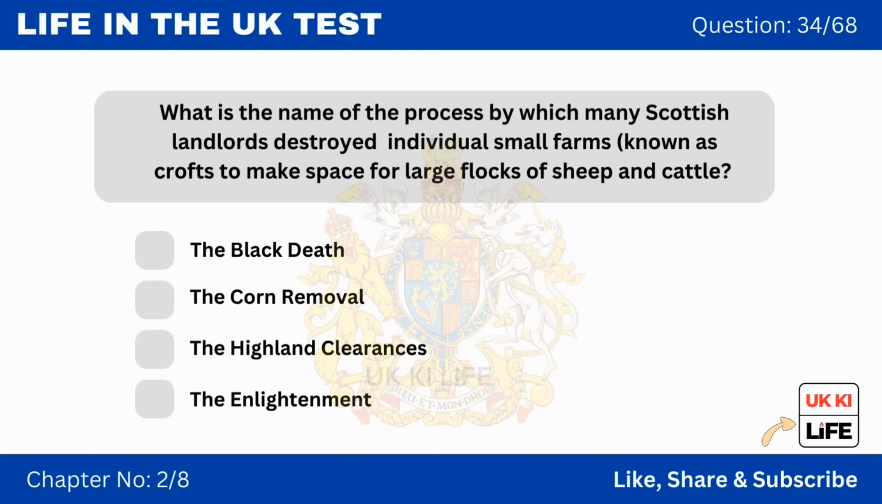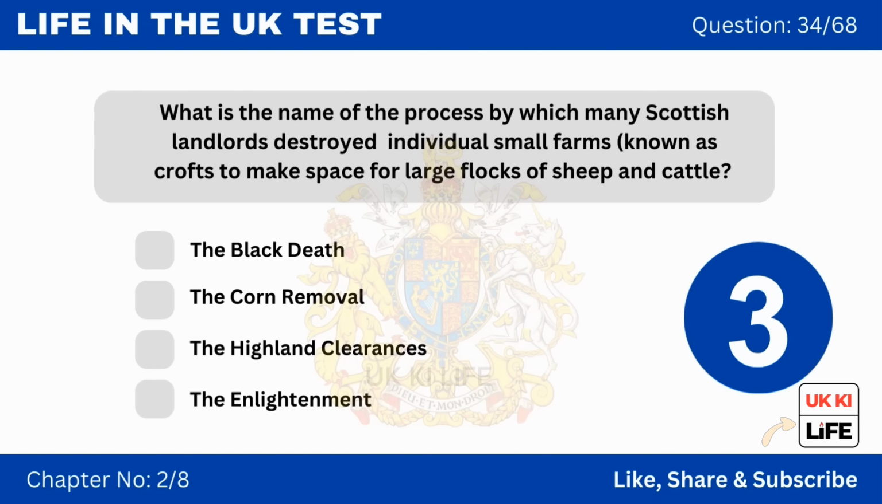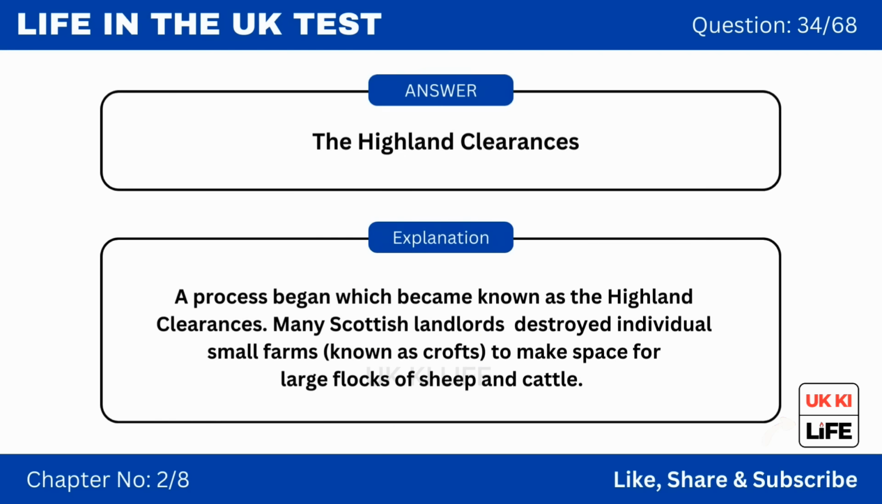Question 34. What is the name of the process by which many Scottish landlords destroyed individual small farms, known as crofts, to make space for large flocks of sheep and cattle? The Black Death, the Corn Removal, the Highland Clearances, the Enlightenment. The correct option is C. Explanation. A process began which became known as the Highland Clearances. Many Scottish landlords destroyed individual small farms, known as crofts, to make space for large flocks of sheep and cattle.